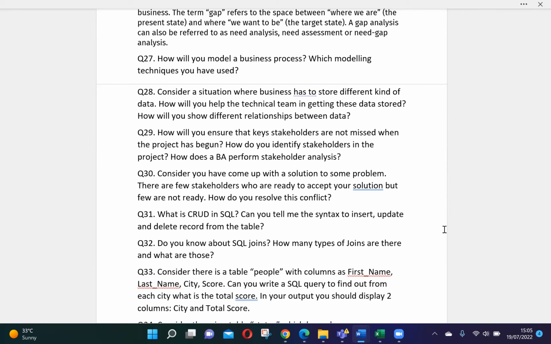Consider your team has come up with a solution to some problem. There are few stakeholders who are ready to accept your solution, but few are not ready. How do you resolve this conflict?